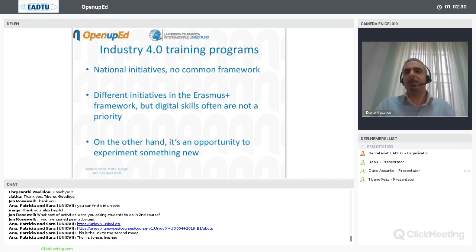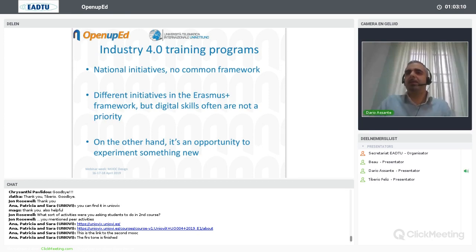Something has been done in the Erasmus Plus program, the general program of the European Commission on education and training. In several countries, national agencies can decide what the national priorities are. Usually, digital skills are not considered a priority, but if you scroll the list of the projects that have been funded this year in the Erasmus Plus program, you can find several about Industry 4.0.